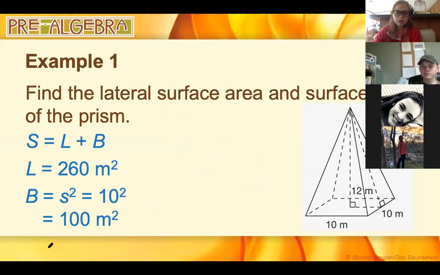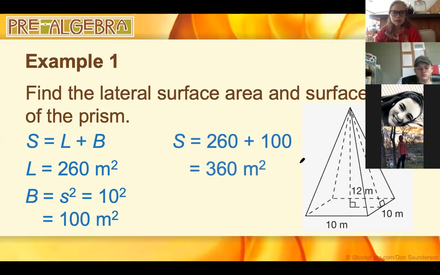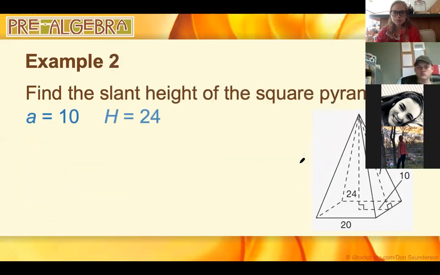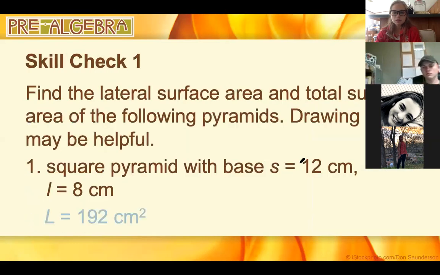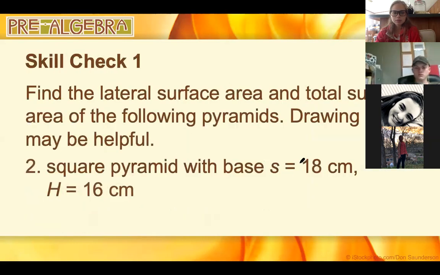10 squared, the area of the base is 100. Therefore, 260 plus 100 is your lateral surface area plus the area of the base. My total surface area is 360 square meters. All right. So that's pyramids.